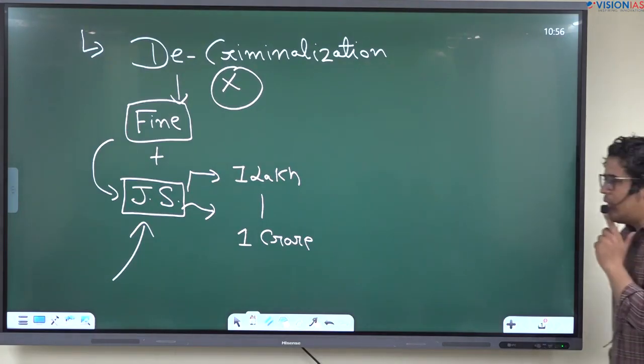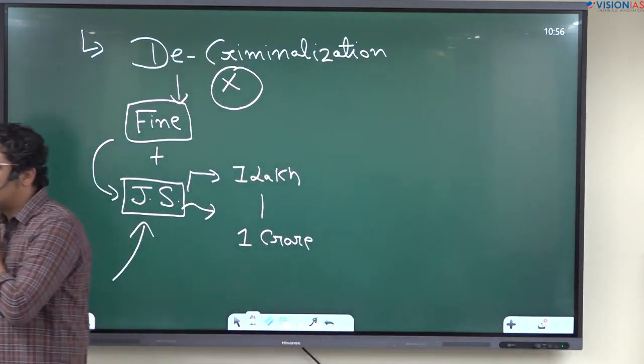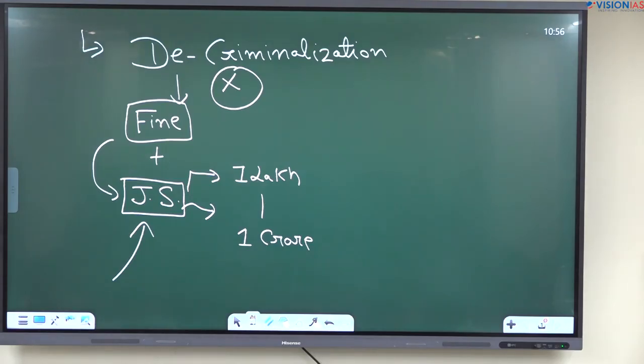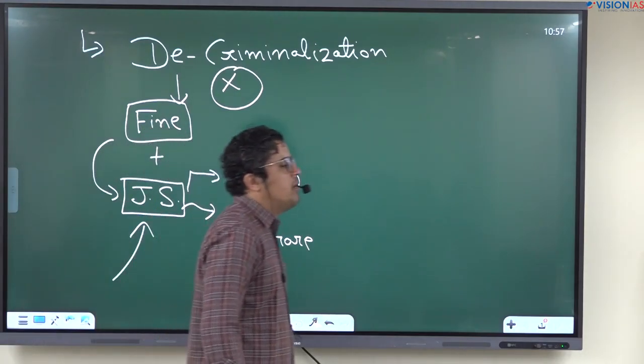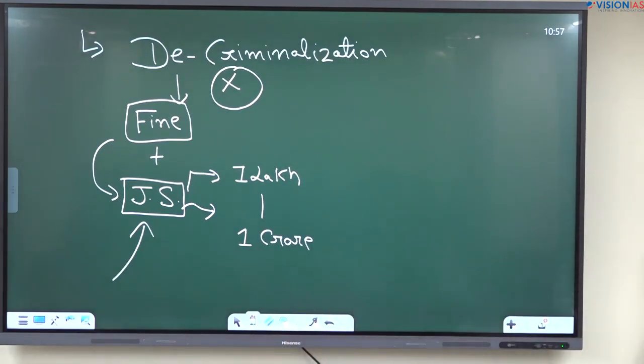Next line. The limit of fine varies from 1 lakh to 1 crore rupees, there is no clear guideline on which the imposition would be done, it may lead to opaqueness and corruption. Full stop.